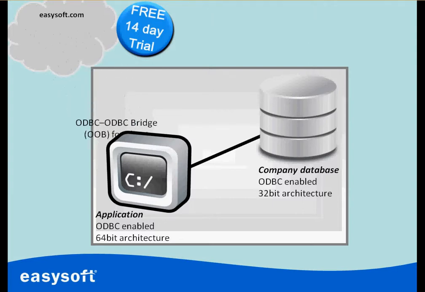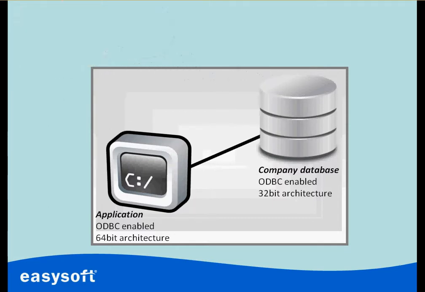The client part must be the same architecture as your application. The server part must be the same architecture as your ODBC driver. So for example, to connect a 64-bit application to a 32-bit ODBC driver, you would install a 64-bit client and a 32-bit server.